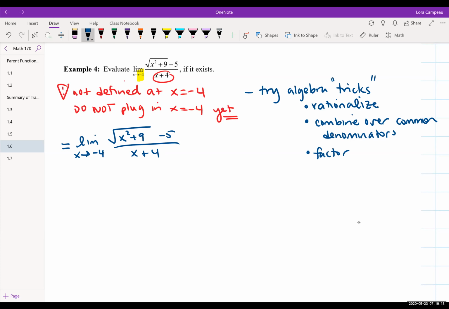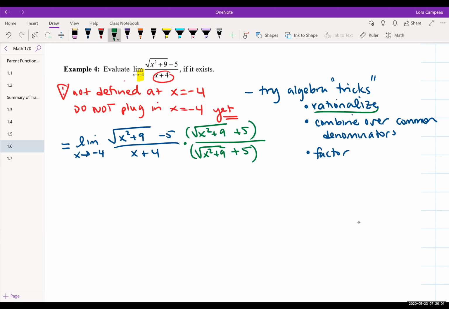And a lot of times, because I see a radical and I cannot really simplify the radical or anything else, I think it might be a good idea to try to rationalize. And rationalize means, if you remember back, we're going to multiply by the conjugate of our numerator, because that's the one that had the radical in it. So I'm going to look at the square root of x squared plus 9, plus 5. That's the conjugate of the square root of x squared plus 9, minus 5. Whenever you multiply the numerator and denominator, it has to be by the same exact expression, so you're not really changing the value.